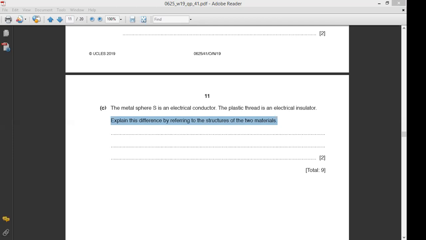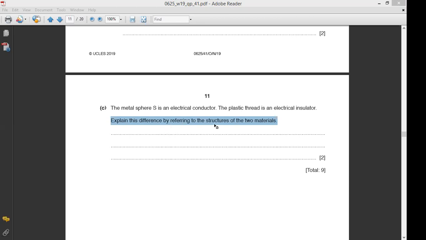In metals, they have delocalized electrons. So the electrons are free, they are mobile, they can easily move, they can transfer heat, they can transfer electricity. But the electrons in an electrical insulator are fixed to one place. Did you get those differences, please?